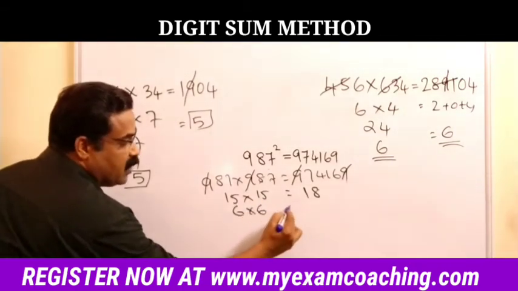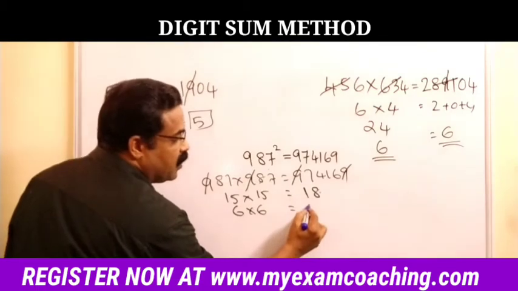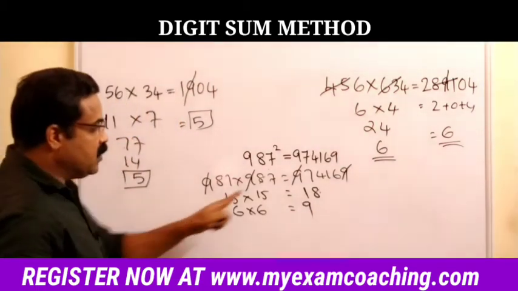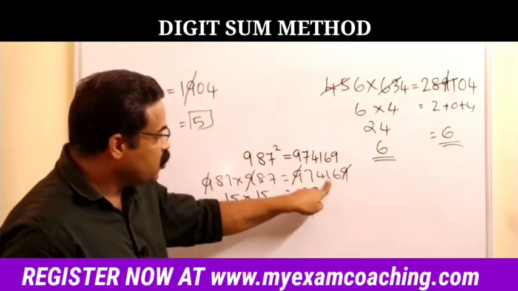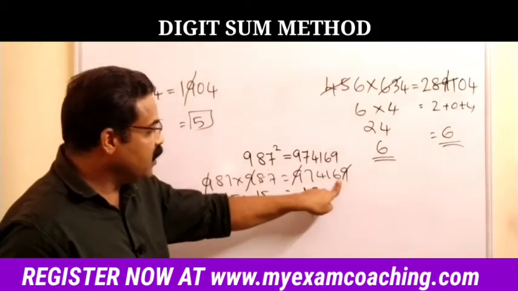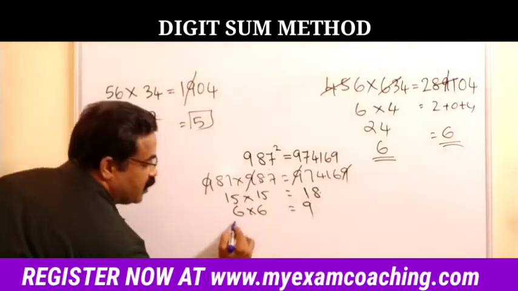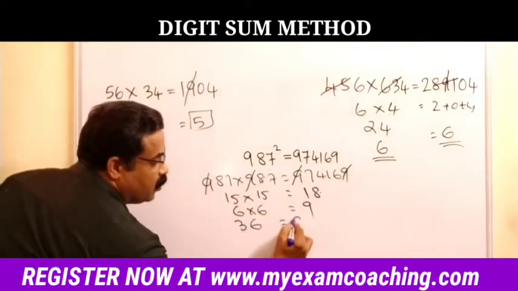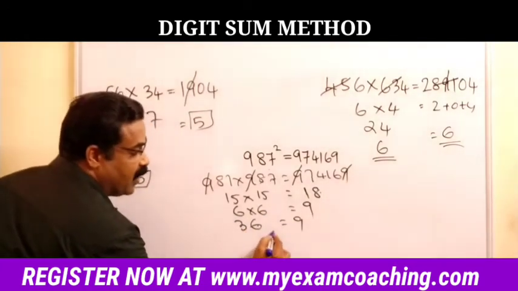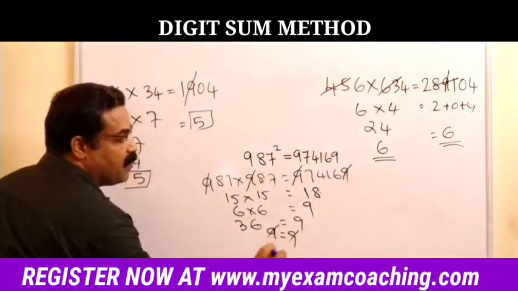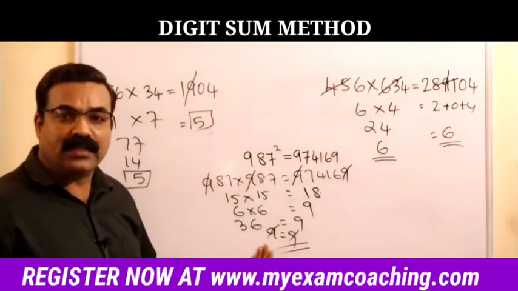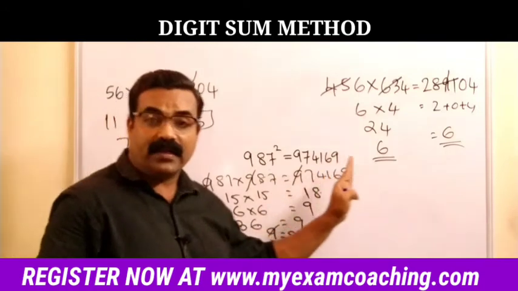6 into 6. On the right, we have 1 plus 8 is 9; 7 plus 4 is 11, plus 1 is 12, plus 6 is 18, and 1 plus 9 is 9. On the left, 6 into 6 is 36, and 3 plus 6 is 9. So you got 9 equal to 9. 9 can be cancelled out. So LHS is equal to RHS, and this answer is correct.